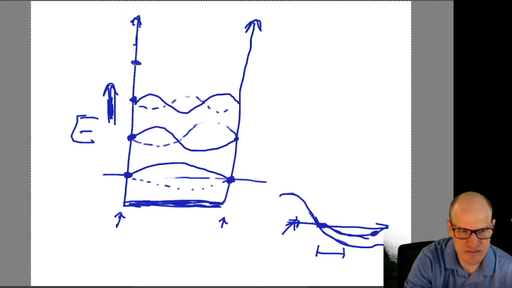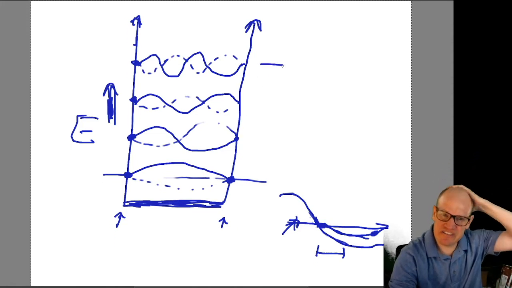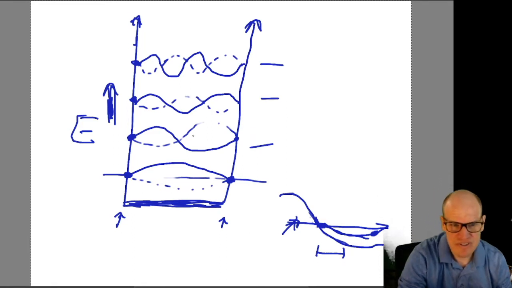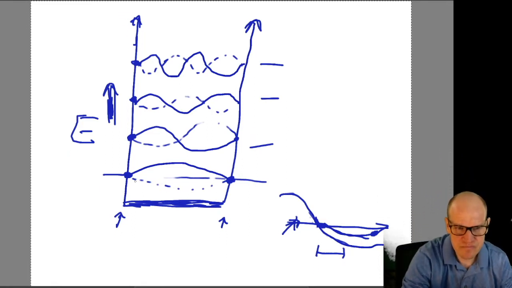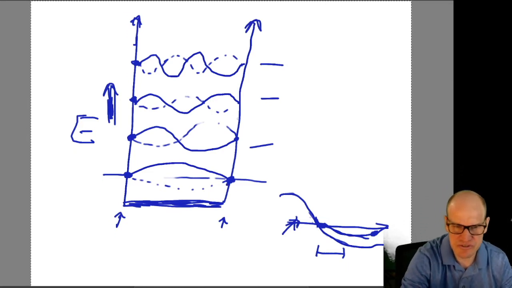You can have one that has 4 bumps in it. Kind of. I did my best on that one. All right, and 5 and so forth. So you have a set of waves that will fit into this box, where you have a wave that bounces back and forth, has to satisfy the boundary conditions, and so these are the waves that you get.